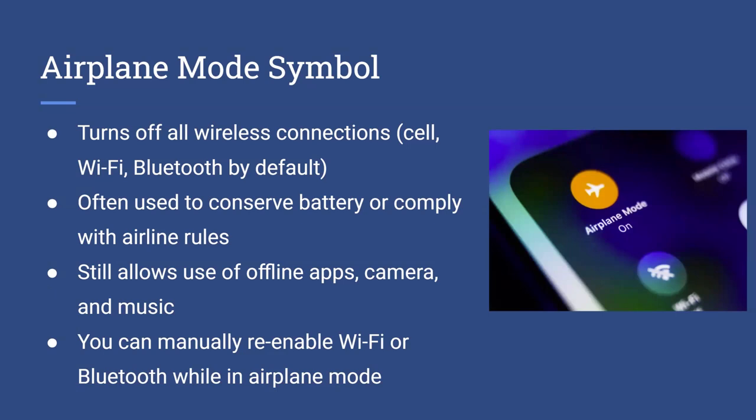It still allows for offline apps to work, camera, and music. And you can manually re-enable Wi-Fi or Bluetooth while in airplane mode. So really the only thing that actually affects flights is the cellular connectivity from the towers on the ground. But Wi-Fi and Bluetooth, I don't know exactly why, are also turned off by default, but you can re-enable those with no problem.